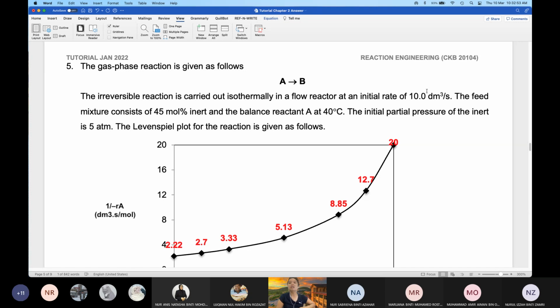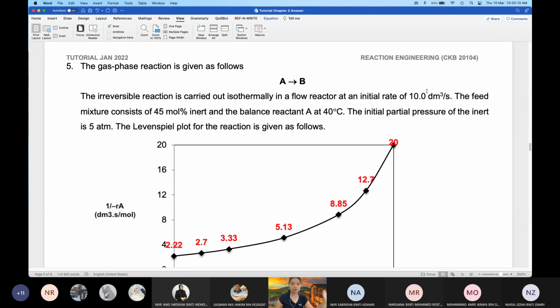Okay. However, it can give you a little bit of indicator. Sebab kamu tahu kan, kalau kita nak cari FA naught, kita boleh cari kalau kita tahu V naught dan CA naught. Previous class, we already know, right? FA naught equals CA naught multiplied by V naught. Means, kalau saya tahu CA naught, saya tahu V naught.